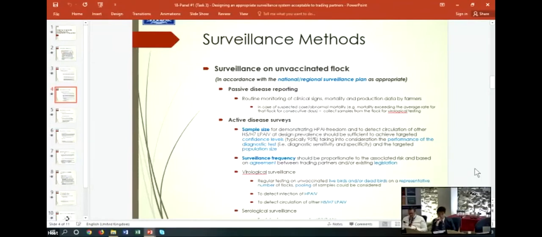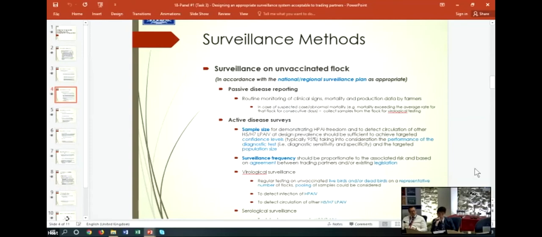Virological and serological surveillance could be considered in a disease survey. For virological surveillance, regular testing on vaccinated live birds and/or dead birds on a representative number of flocks could be conducted. It is not necessary to do the testing on all flocks. Pooling of samples could also be considered for easier handling and better use of testing resources.